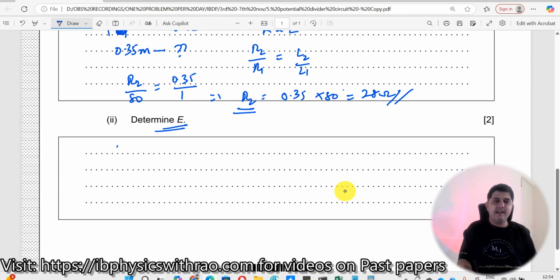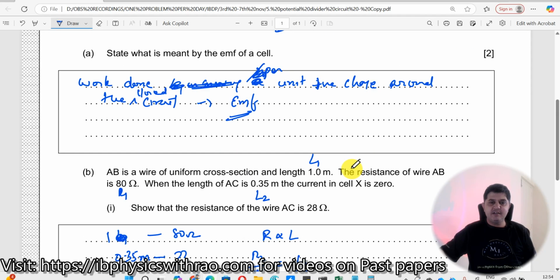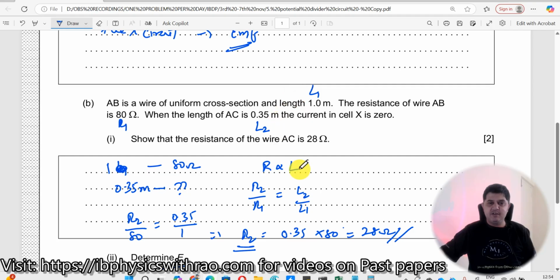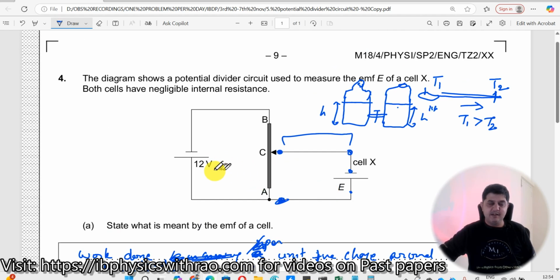How do I find I? I is equal to V divided by R. What's the value of V here? The value of V was seen to be the value of E, 12 volt. When this was not connected, this was 12 volt.